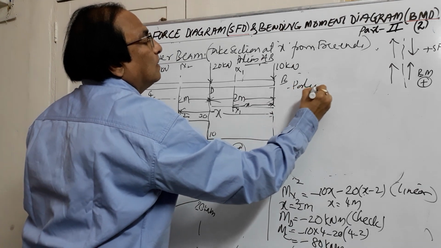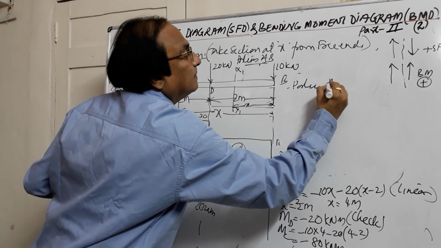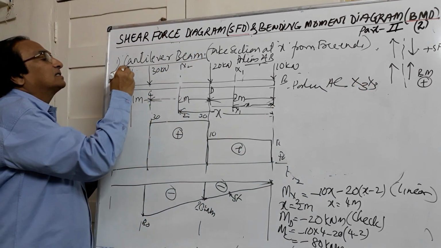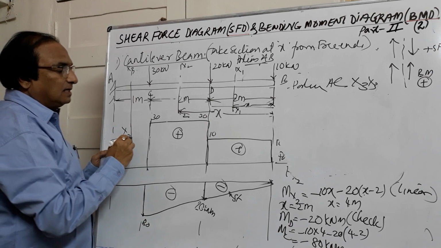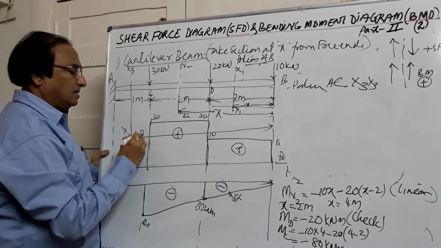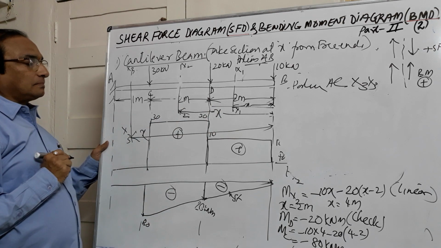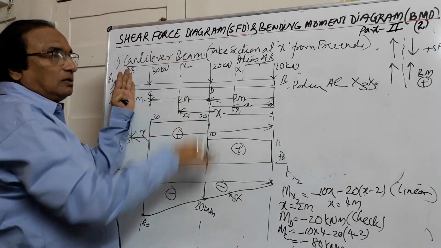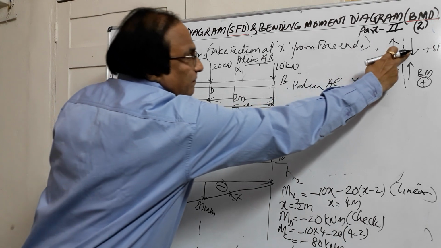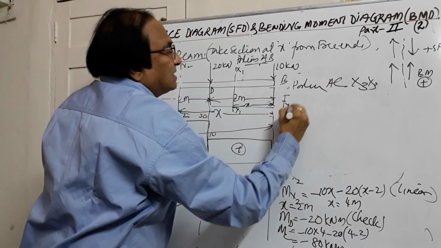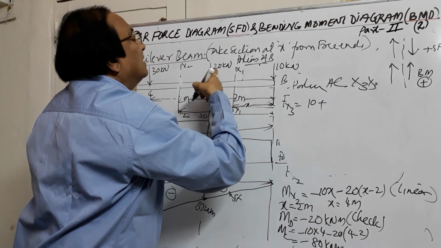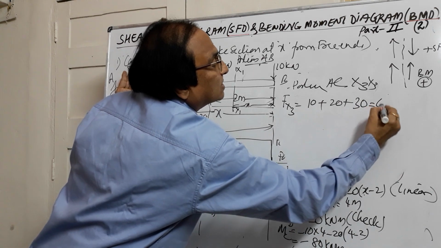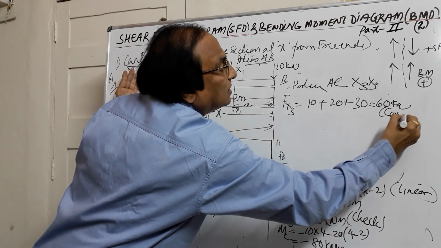Now we'll come to the last portion, portion AC. So we will consider section x3 here. If I consider a section here, x3, the distance of the section is x from the free end. Now if I take the right hand side, there are 3 forces acting, all the forces acting down. Downward shear force is positive. If I write the shear force at x3, it will be 10 plus 20 plus 30. So this will be equal to 60 kilonewton, and this is a constant, there is no x here.